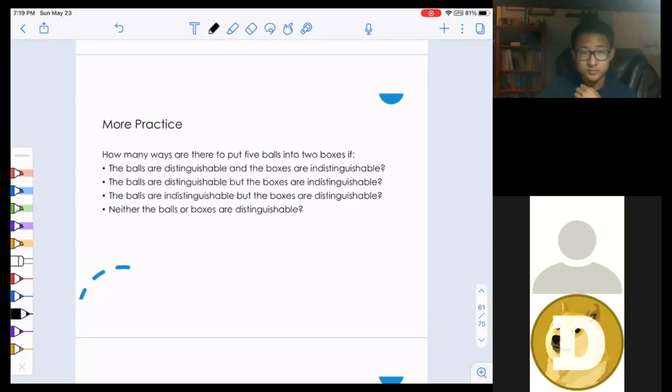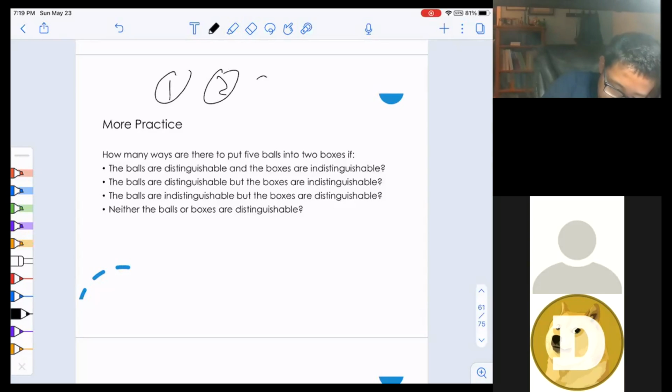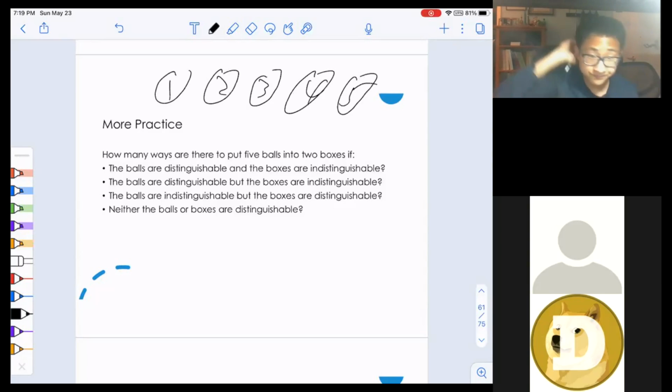All right, so I'll go over these now. So the first two problems, they're the same problem, so you don't have to worry about that. The balls are distinguishable and the boxes are indistinguishable. So we have 5 different balls. Let's name these 1, 2, 3, 4, and 5.